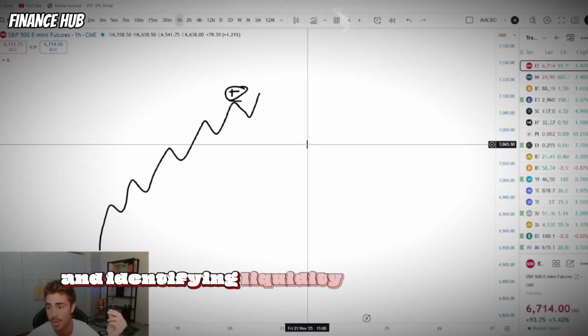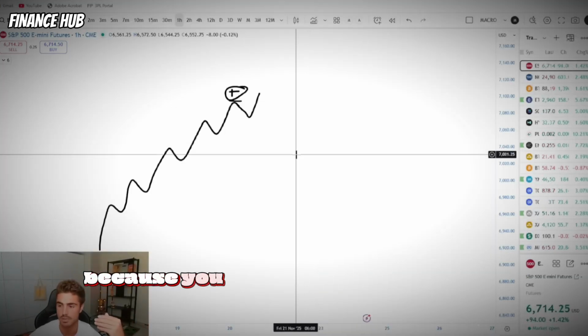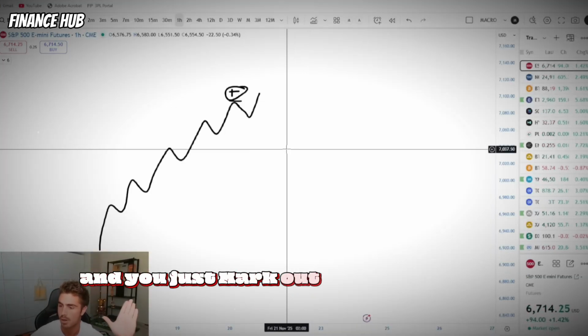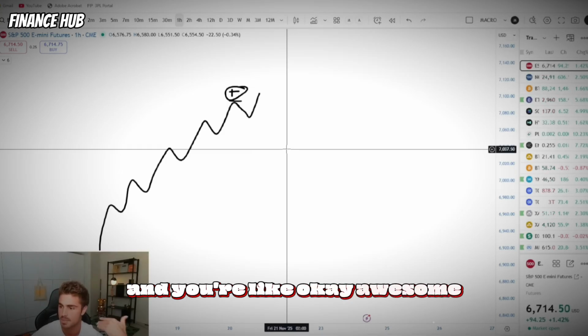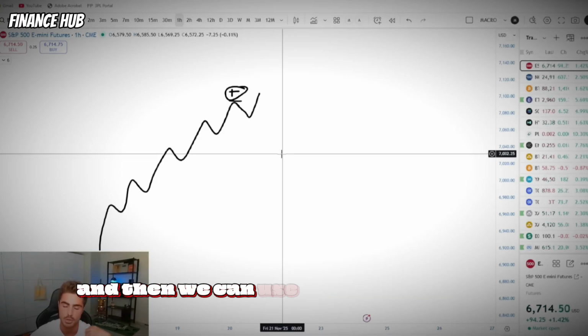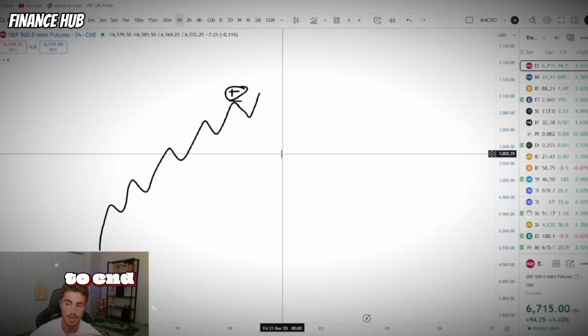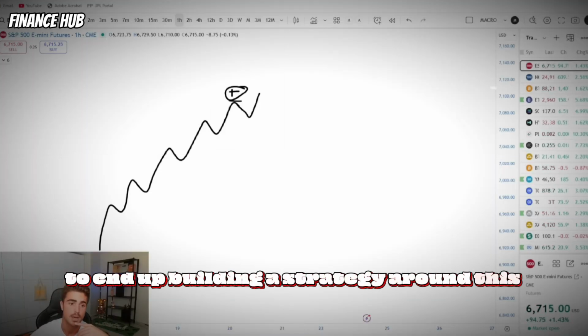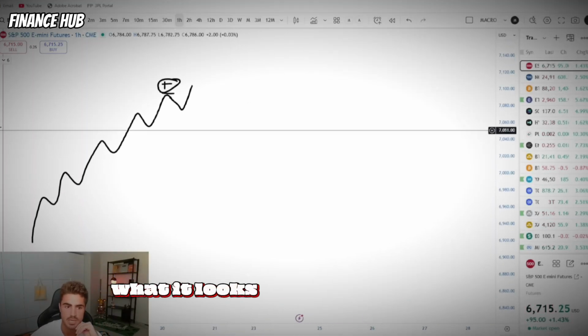And identifying liquidity, it's actually very easy, because you literally just go onto the charts and you just mark out all the highs and lows, and you're like, okay, awesome, this is where price could fill or price could end up reversing off of that, and then we can use other confluences to end up building a strategy around this. Okay, I'm now going to show you guys what it looks like in a downtrend.